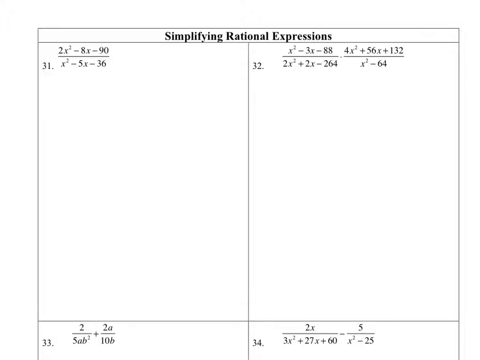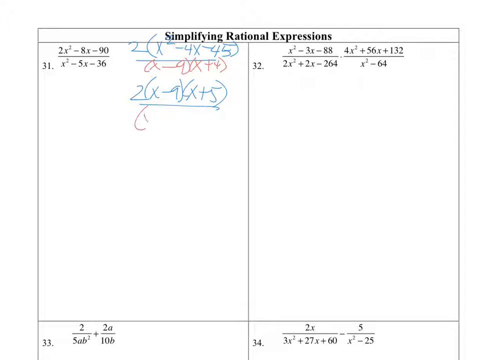All right, first guy. Numerator, I'm going to factor a 2 out of that, and that gives me x squared minus 4x minus 45. I can further factor that to x minus 9 and x plus 5. The denominator, that's already ready to factor. That can factor into x minus 9 and x plus 4. I'll carry that down.